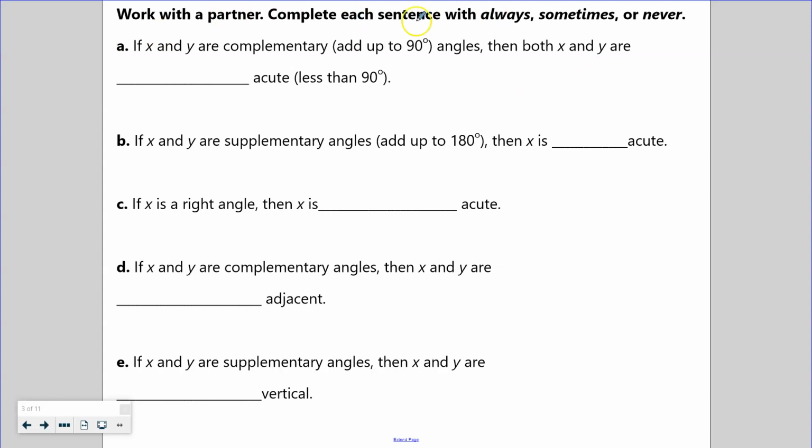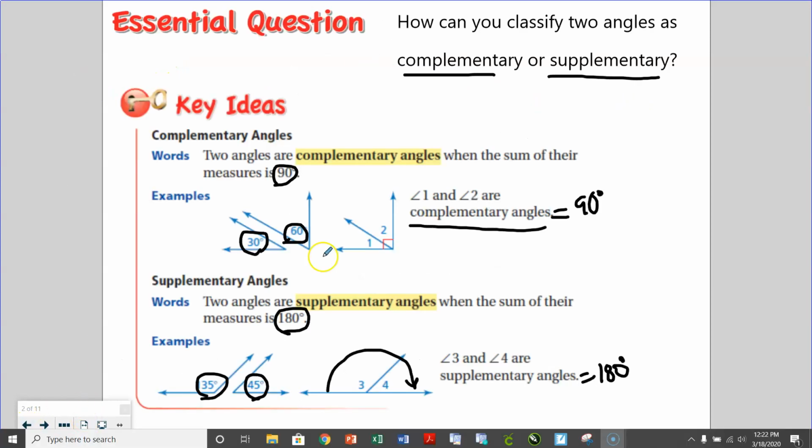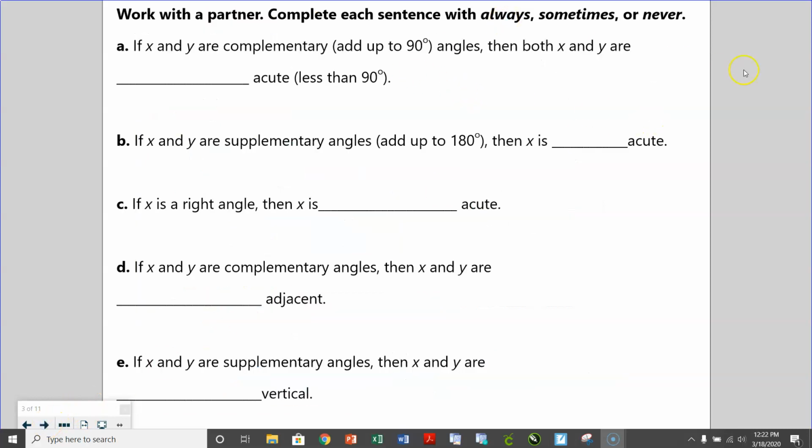All right, so complete each sentence with always, sometimes, or never. If X and Y are complementary, right? So based off of our knowledge, sorry about that, I pushed pause, but based off of this slide right here, we're going to use always, sometimes, or never to put in here, right? And so if X and Y are complementary, again, push pause if you want some time to do this, or just follow along with me.